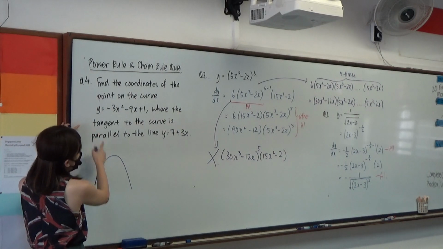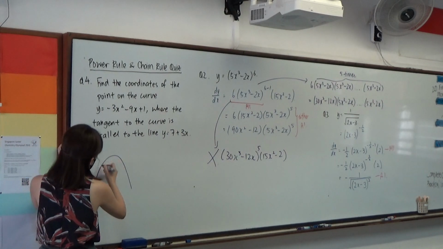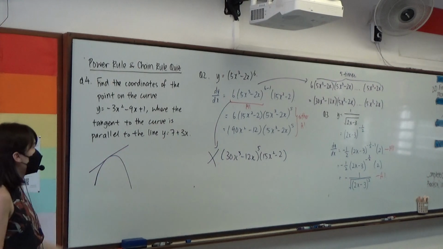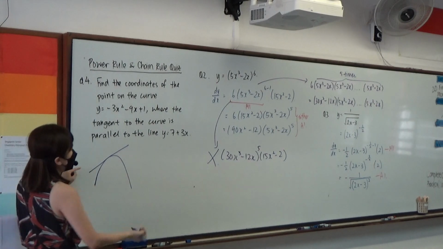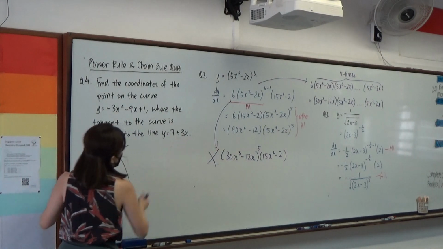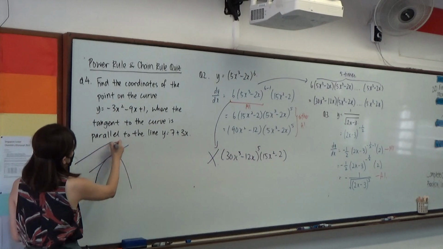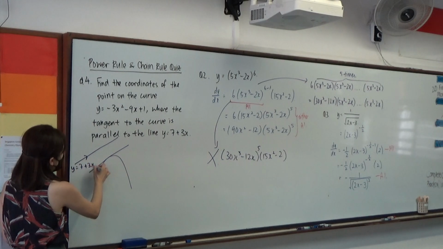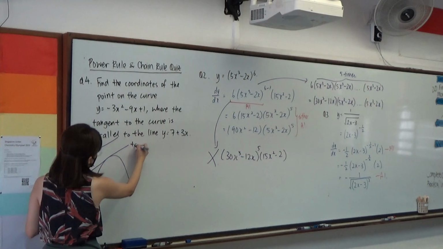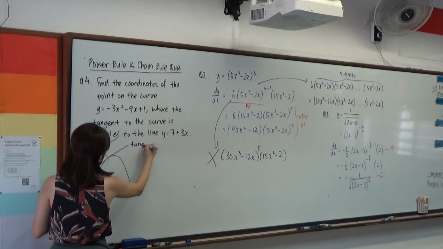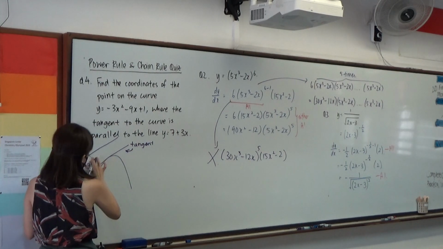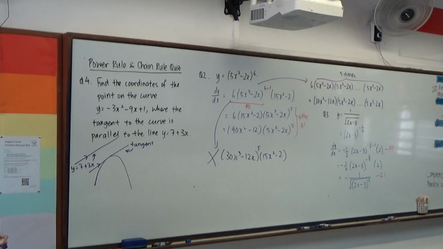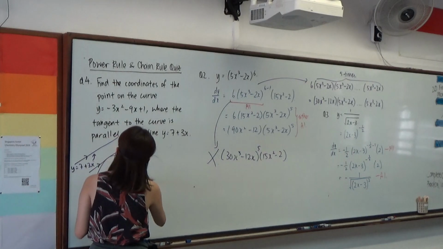So there is a tangent to the curve. Okay, so there's some tangent. I don't know how the tangent will look, I'm just drawing a tangent. And this tangent is parallel to the line y equals 7 plus 3x. So there's an additional line, y equals 7 plus 3x, that is not touching the curve. Okay, so we have a tangent here, and then another line. So they are parallel. The curve will have this equation here.